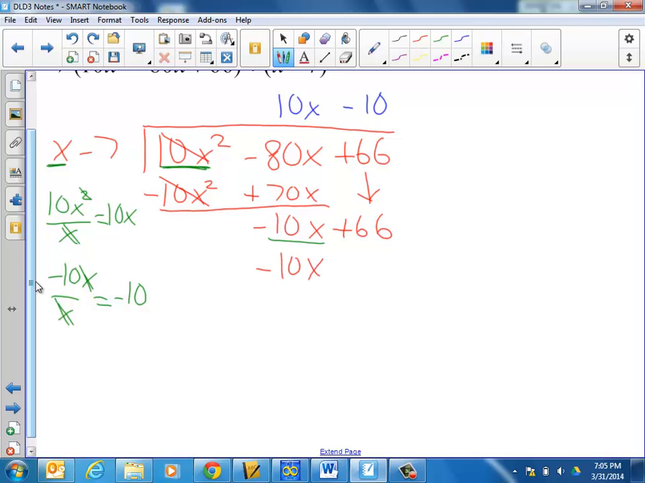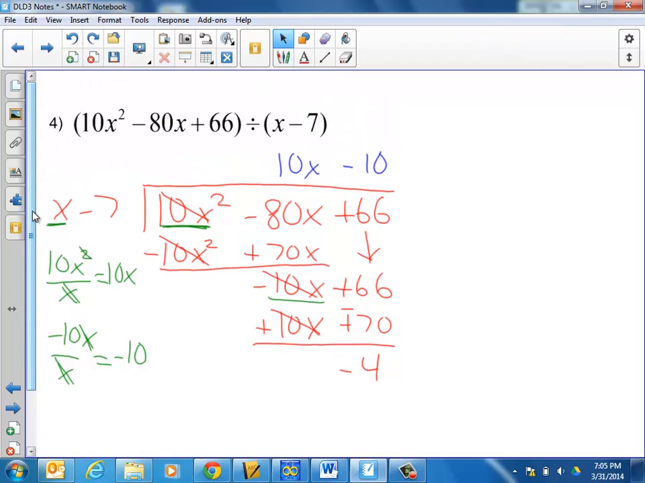We're saying the same thing twice. Negative 10 times negative 7 is positive 70. All right, just like above, we're subtracting off that second line. So we're changing the sign to addition and subtraction here. Negative 10x, positive 10x, those cancel out. 66 minus 70 gives us a negative 4.